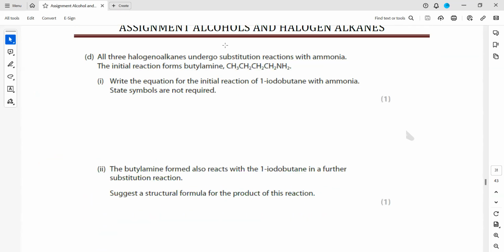In part D, all three halogenoalkanes undergo a substitution with ammonia. Write an equation for the initial reaction when 1-iodobutane reacts with ammonia. State symbols are not required. So how can it be done?